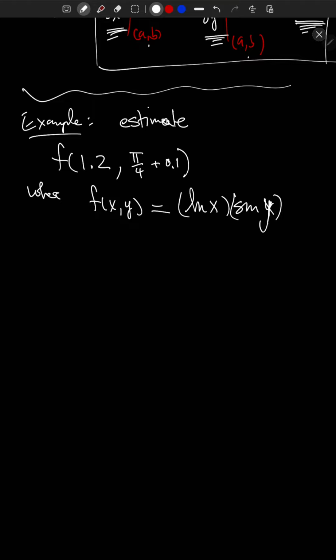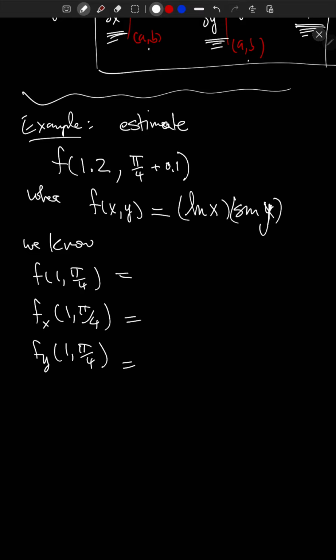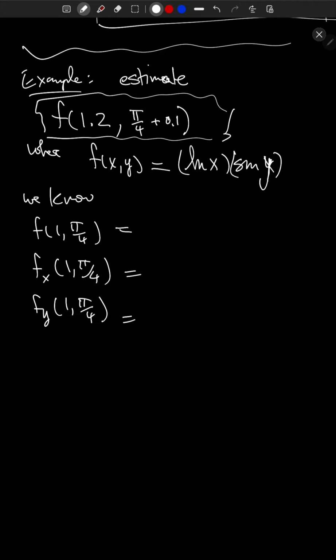All right, so the idea here is we know everything we need to know about our function at 1 comma pi over 4. We know f of 1 comma pi over 4. We know f sub x at 1 comma pi over 4. We know f sub y at 1 comma pi over 4. And if we know these three guys, then we can estimate f at any value, right? And of course, we'll get good estimates if we're nearby. Okay, so let's actually calculate these. f of 1 comma pi over 4 is going to be 0, right? Because natural log of 1 is 0.